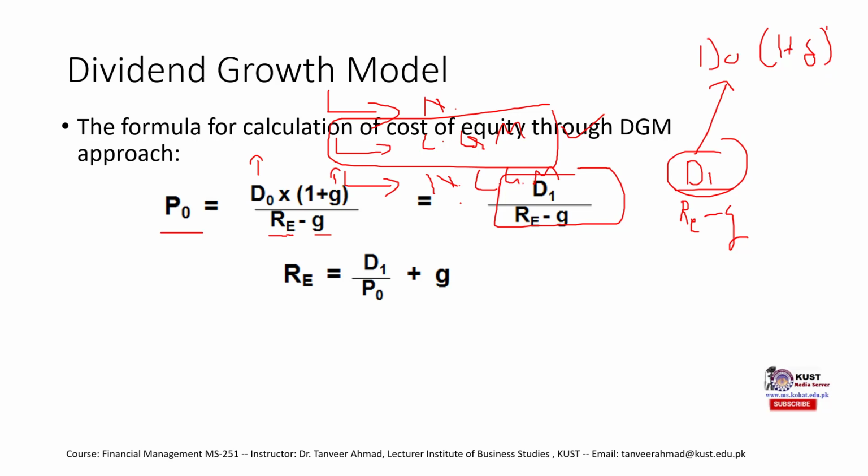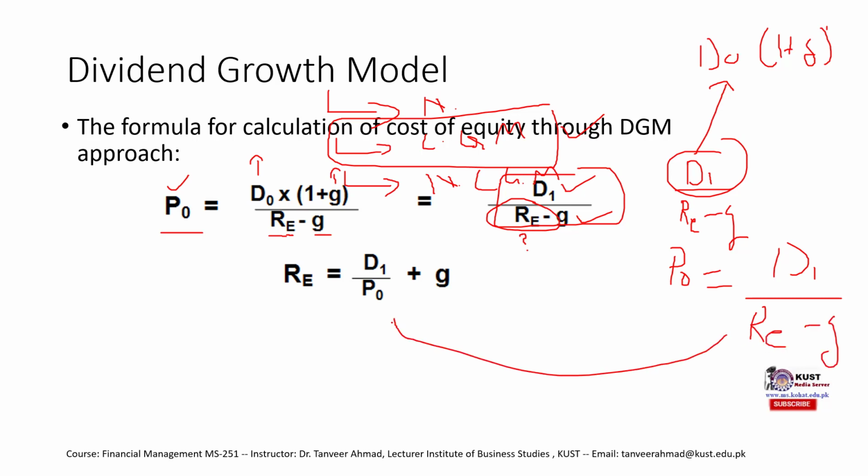But what we can do is convert this formula. If we are given D1, g and P naught, we can convert this formula to find the unknown. So if we convert this formula, which is P naught is equal to D1 divided by (RE minus g), arithmetically, we would have this formula, which would be cost of equity is equal to D1 divided by P naught plus g.